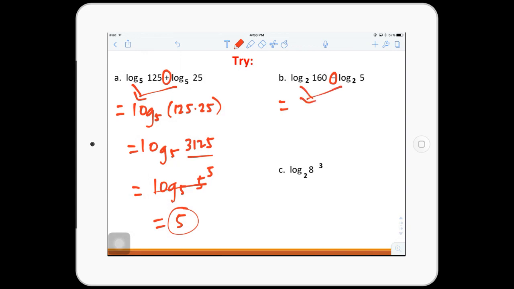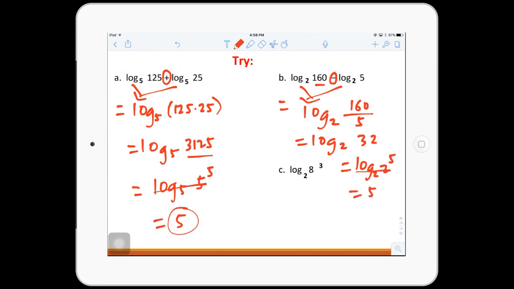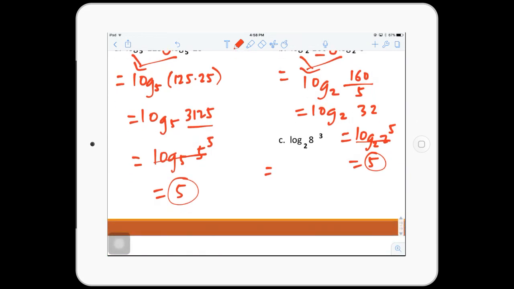Next one, subtraction is divide. So when we condense, we're going to have log 2 of 160. Subtract means divide by 5. And so we have log 2 of 32, and rewriting the 32 as 2 to the 5th, and the log 2 of 2 cancels out, so the final answer is 5.